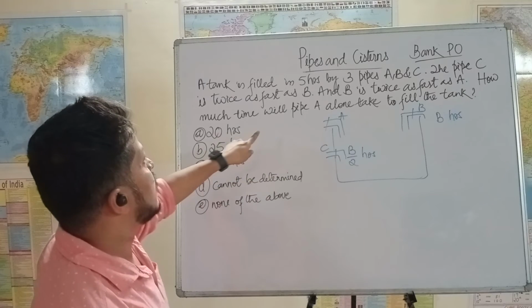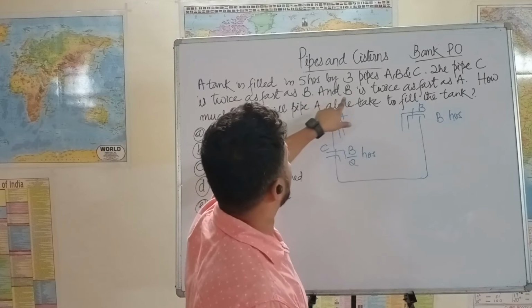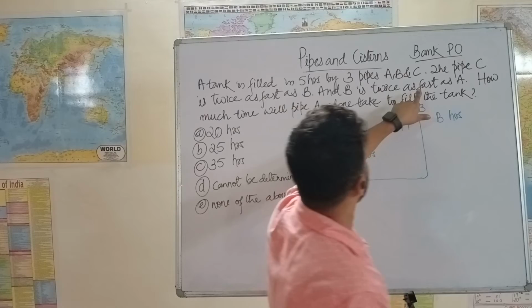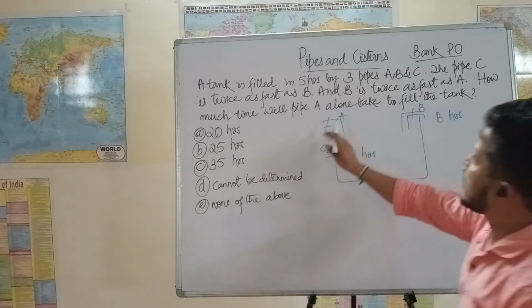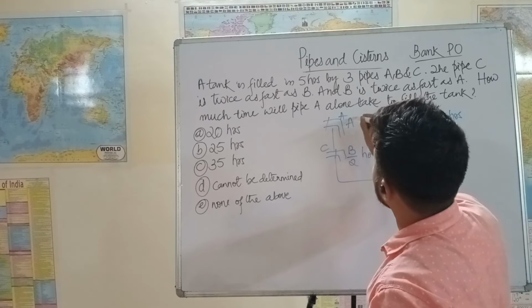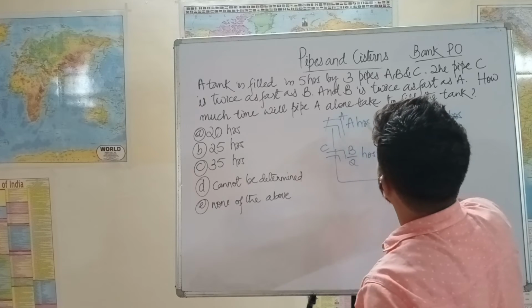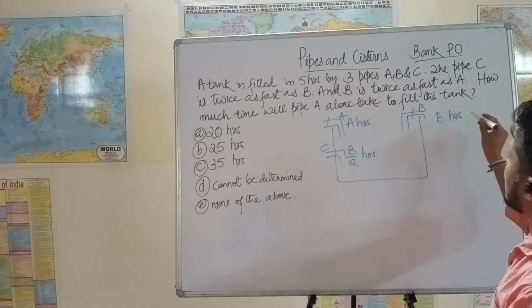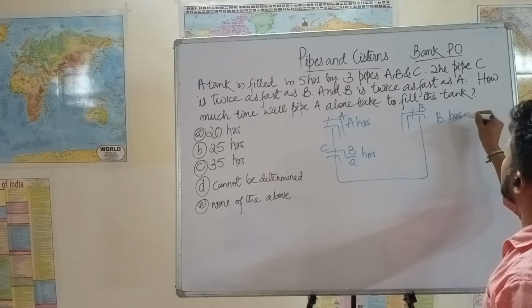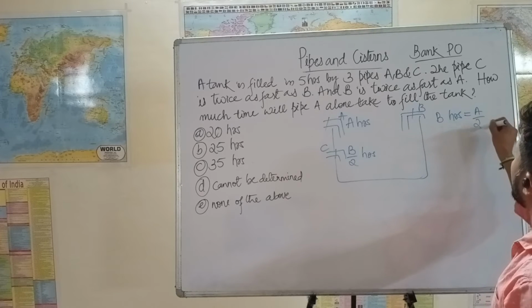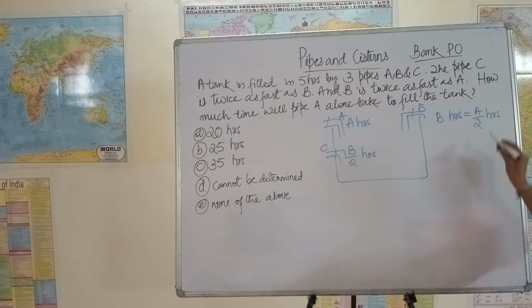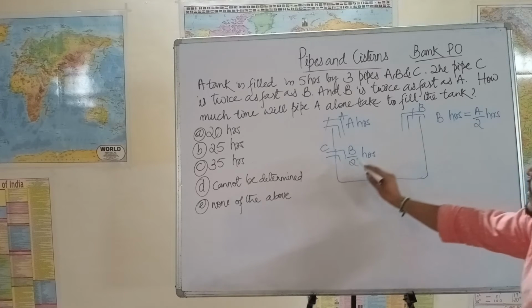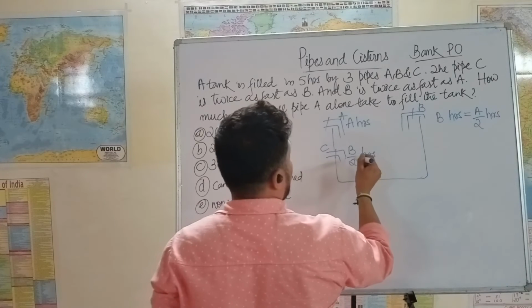Okay. Next, pipe B is twice as fast as A. That means if pipe A takes A hours, then pipe B should be taking A by 2 hours. Right? That means C should be taking A by 4 hours.